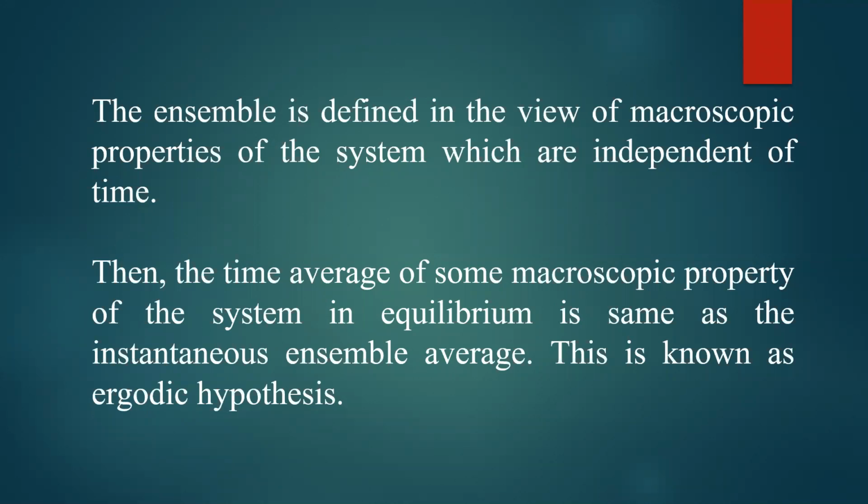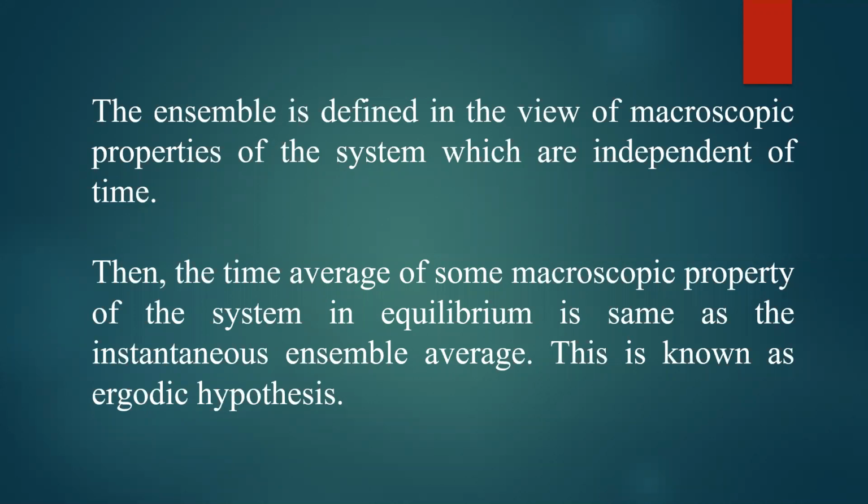Then, the time average of some macroscopic property of the system in equilibrium is the same as the instantaneous ensemble average. Now temperature is a macroscopic property, that is, a property of the entire system. Macro means larger. A property related to the entire system is what we call a macroscopic property.